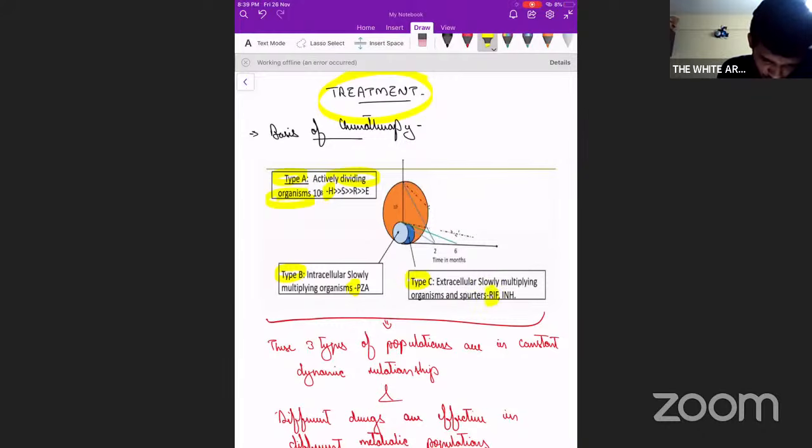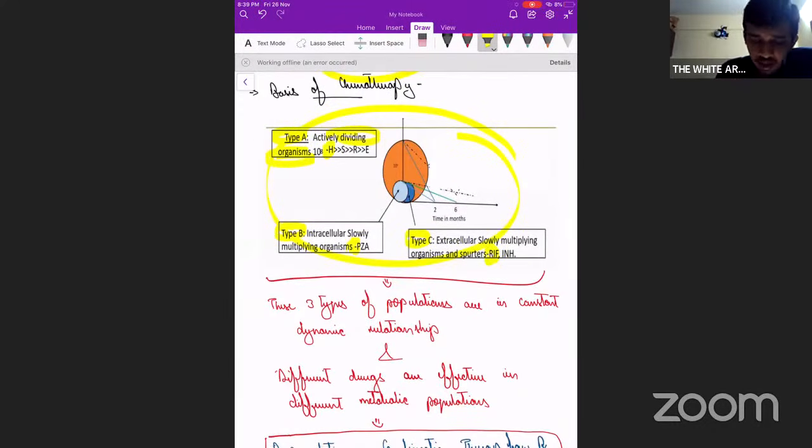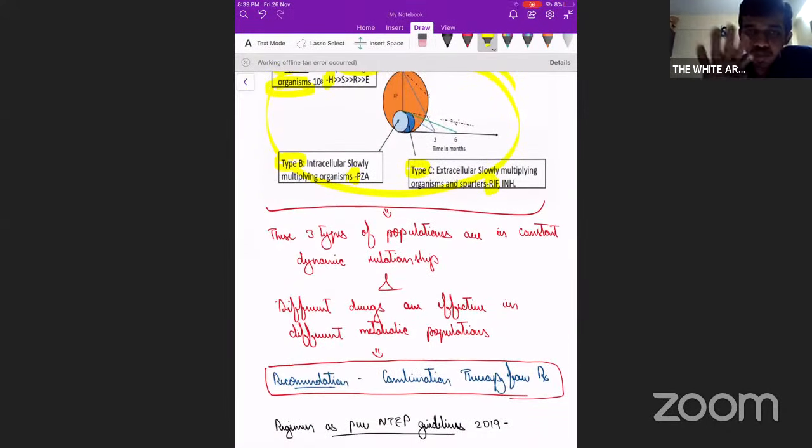And to take care of all these three metabolically active organisms, that is where the role of multiple drugs is needed to treat TB. So one is to prevent resistance, two is to take care of all these metabolically active organisms. We'll have to treat them with multiple drugs. That is why the recommendation is combination therapy for treatment.